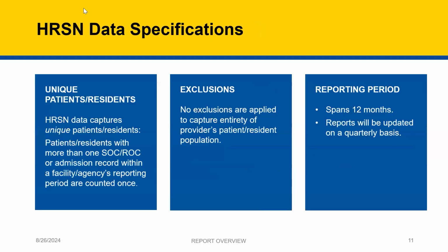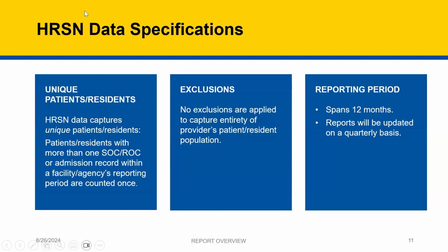There are also some additional specifications to note regarding the health-related social need data used to calculate results for this report. First, the HRSN data capture unique patients and residents. In other words, if there is a patient or resident with more than 1 start of care, resumption of care, or admission of record within a facility or agency in the reporting period, they are only counted once in the results. However, all of the patients or residents reported in the HRSN would be extracted from across their assessments in the reporting period and included in their results.